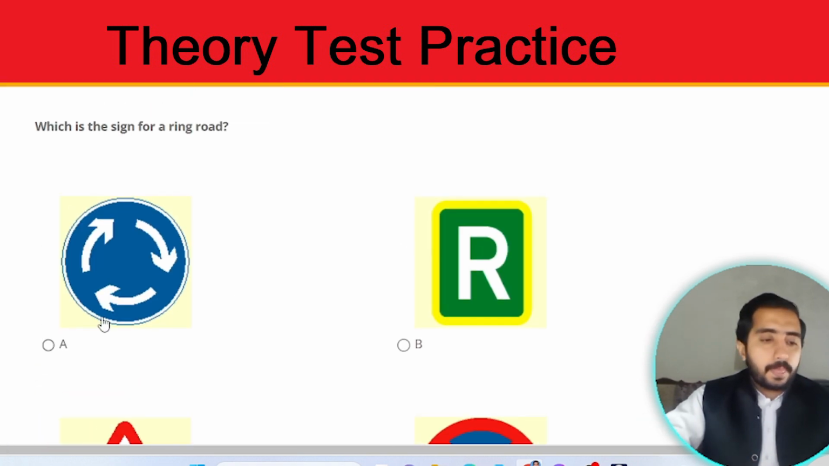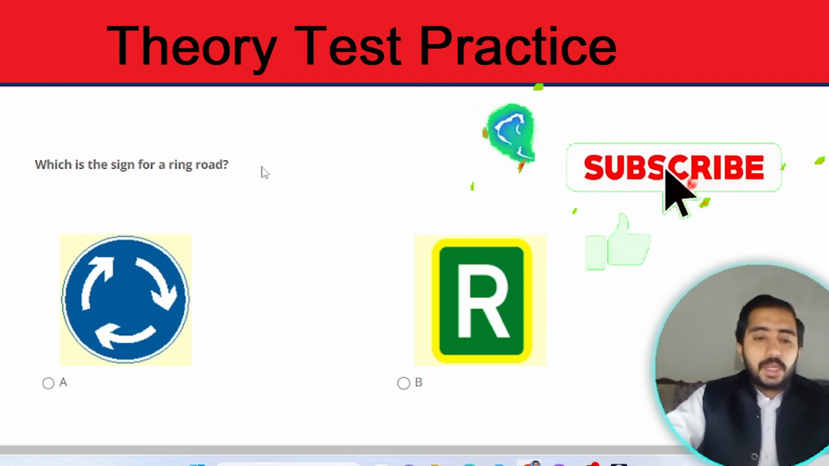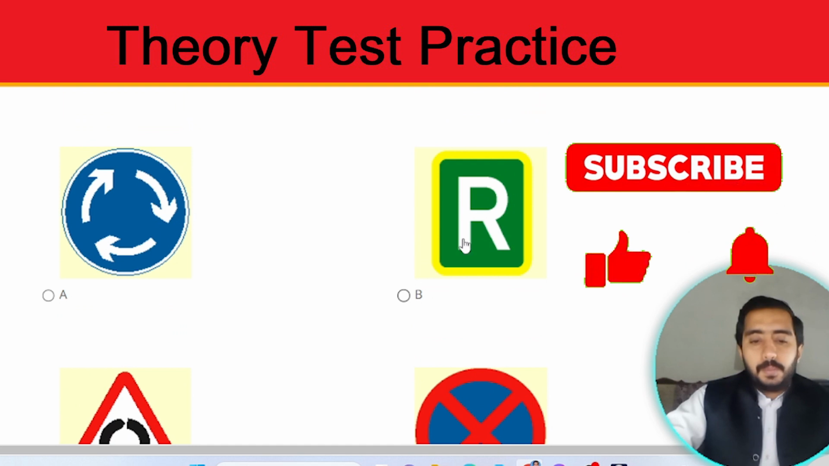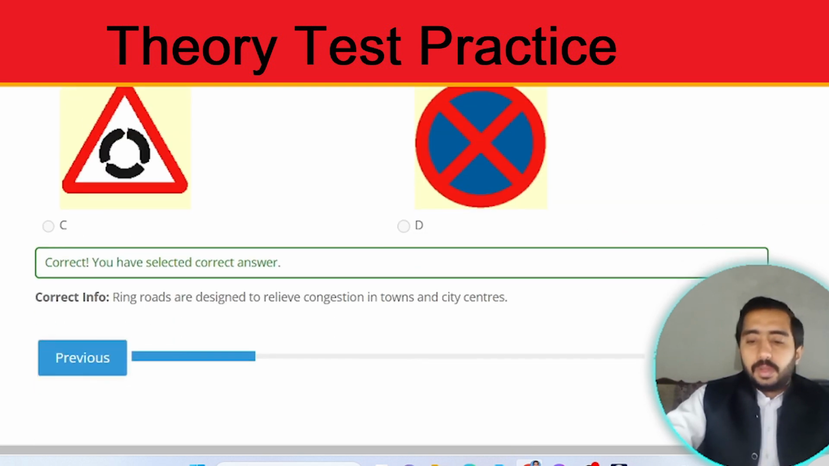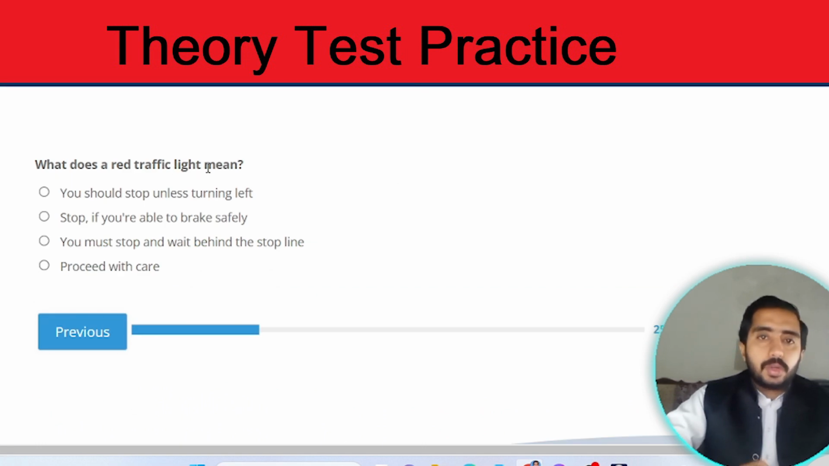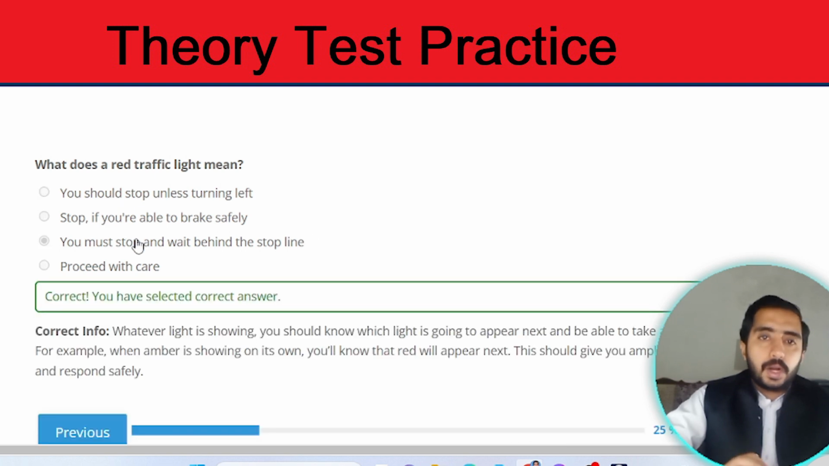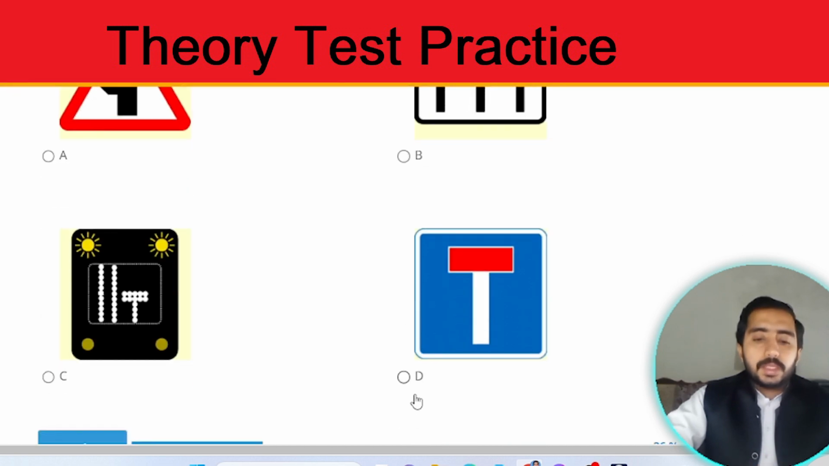Next, what does the sign of a ring road look like? Okay, the sign of a ring road is clearly represented with the symbol R, which is option B. Our next question is, what does a red traffic light mean? Okay, a red traffic light means you must stop behind the stop line. Next one, which sign informs you that you are coming to a no through road? The correct option is option D.